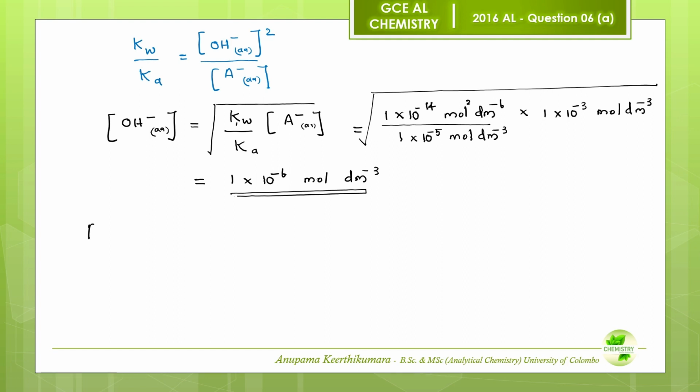pOH is 6. pH equals 14 minus 6. Therefore, the pH of this diluted salt solution is 8. This is the answer for question number 3.